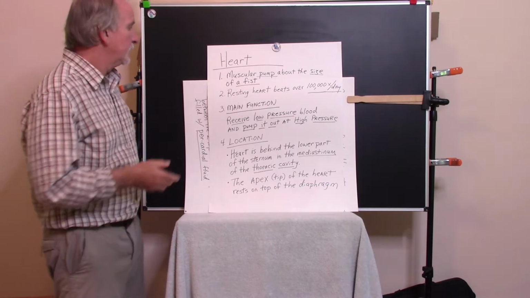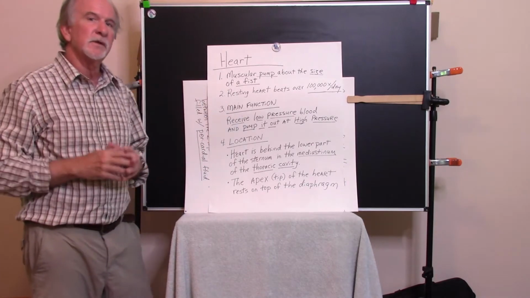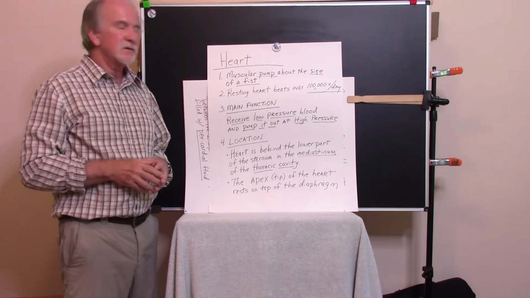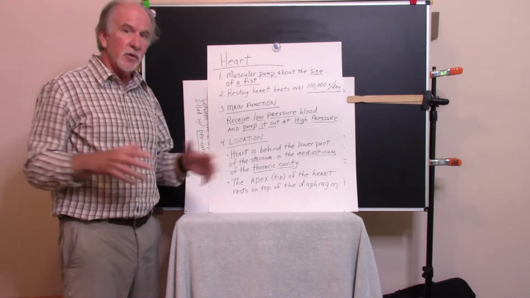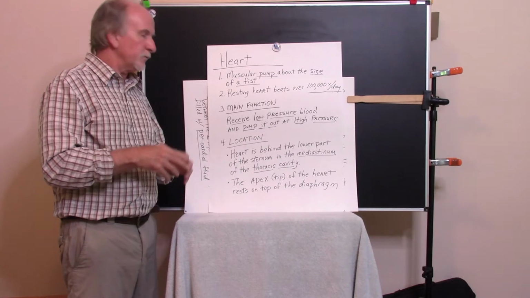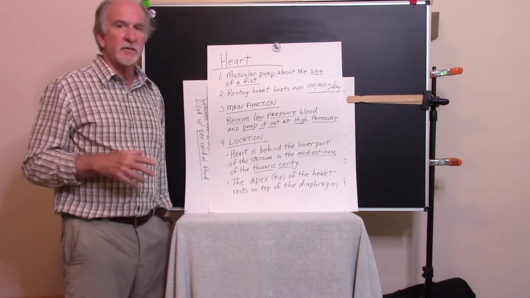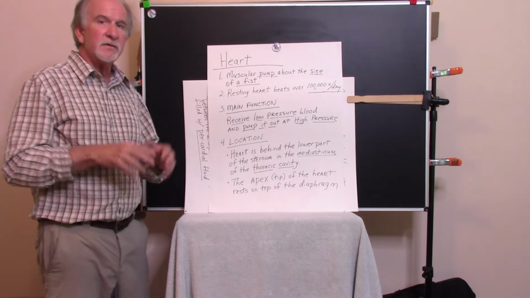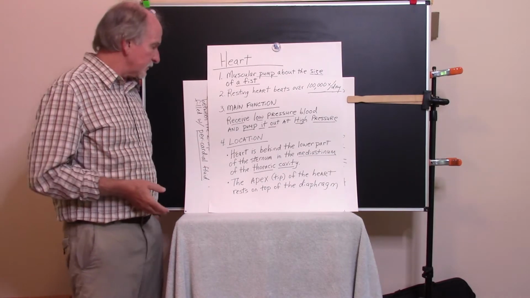years old. The main function of the heart is to receive blood that is under a very low pressure in the venous return to the heart, and then pump that blood out at a high pressure, so it'll circulate through miles and miles of blood vessels.